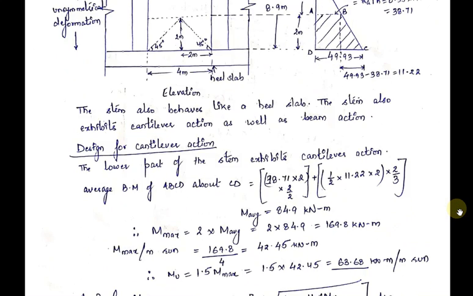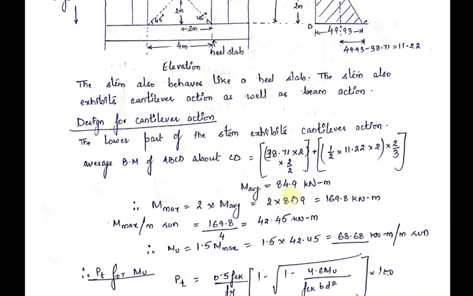So after calculations, I will get the value of M average as 84.9 kilonewton meter. Therefore, just like we did in the design of the heel slab, M max can be calculated by 2 into the M average. So 2 is your multiplication factor. We have multiplied M average, that is the average bending moment, by 2 in order to get the maximum bending moment. So 2 into M average will give you 169.8 kilonewton meter.